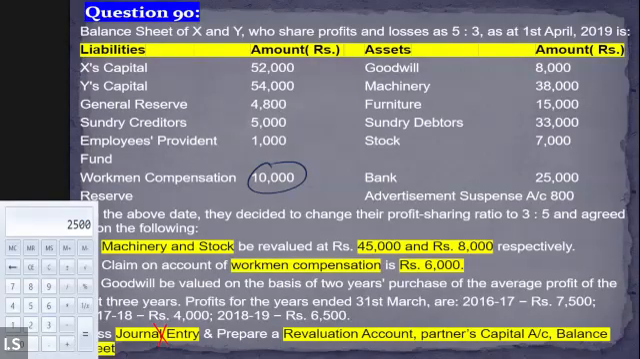So tell me the general entry in this case. General entry will be X capital account will be debited, To Y's capital account will be credited. So X capital account will be debited. That means we'll go to the partner's capital account and write down on the debit side, by Y's capital account. Also tell me the amounts.